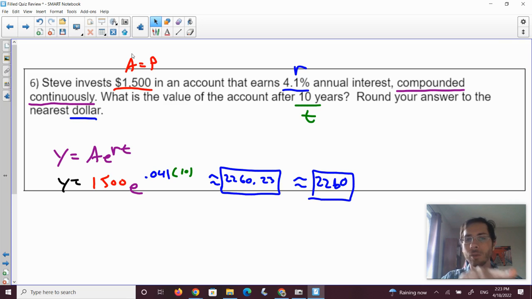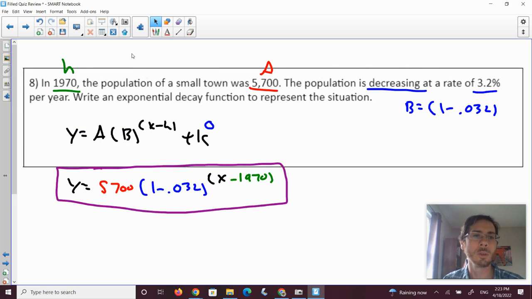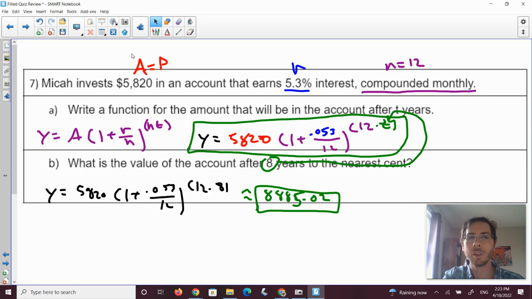So again, the key to using this one versus the other one is it has to say continuously. If it says continuously, you're using the one with the e. If it doesn't say continuously, you're not using the one with the e, you're using the big equation. This would be the big one for the interest. All right, so that should be about it then.